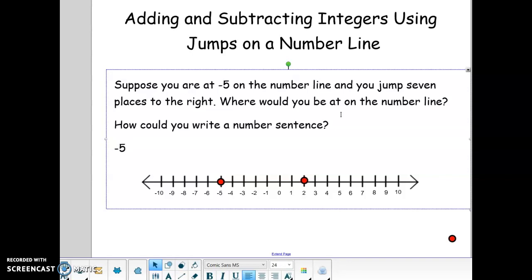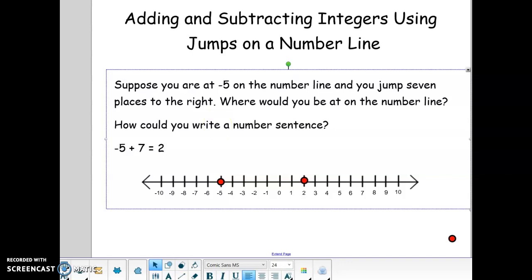I moved 7 places to the right. So since I'm moving right on the number line, I know that I'm adding. So I'm going to put plus. And since I moved 7 spots, I added 7 to that. And we would say that -5 plus a +7 equals a +2. That's my number sentence. Okay?